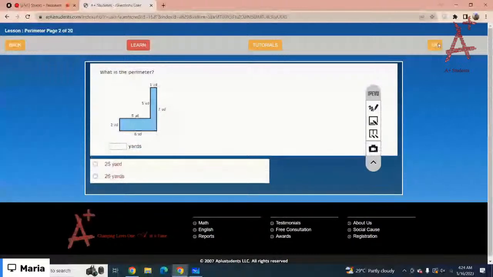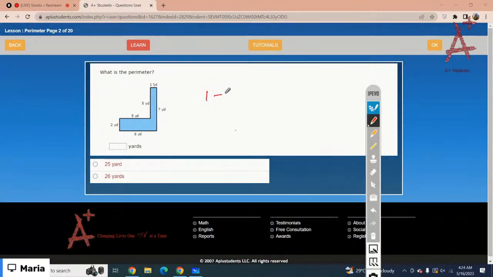Okay, what is the perimeter? You have to add all side lengths. You can see the side lengths: 1 plus 7 plus 5 plus 5 plus 6 plus 2. Just add them all. Got it? It would be 26. 5 and 5, 10. 17 and 1, 18. 18 and 2, 20 and 6, 26.